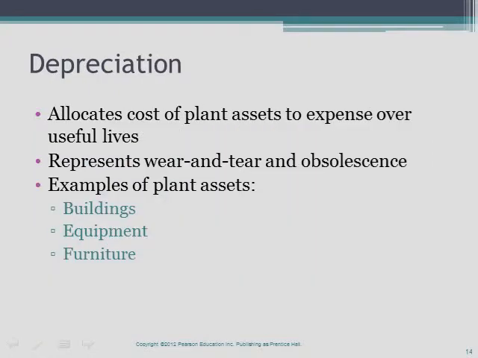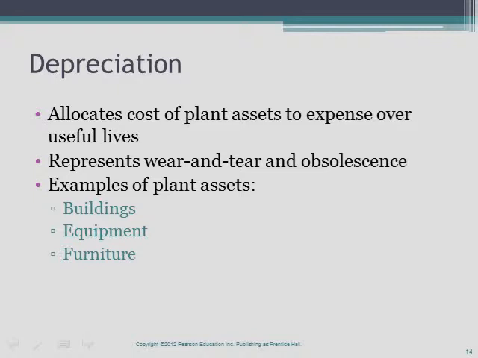Depreciation allocates the cost of a plant asset to expense over the asset's useful life. Depreciation is the most common long-term deferral. Many businesses own buildings and equipment. As a company uses the asset, it records depreciation for wear and tear and obsolescence. The accounting adjustment records depreciation expense and decreases the asset's book value over its life.